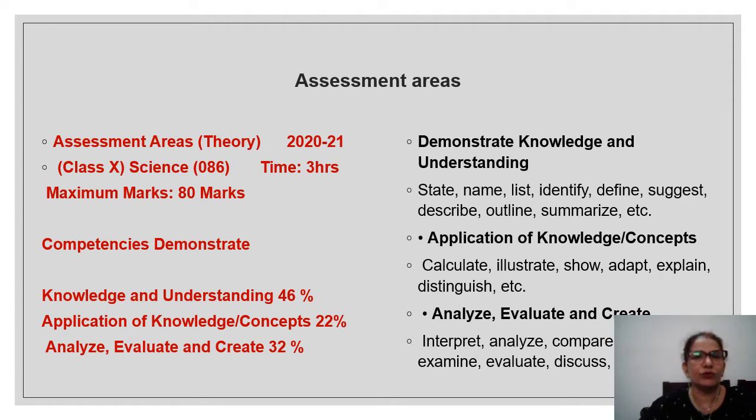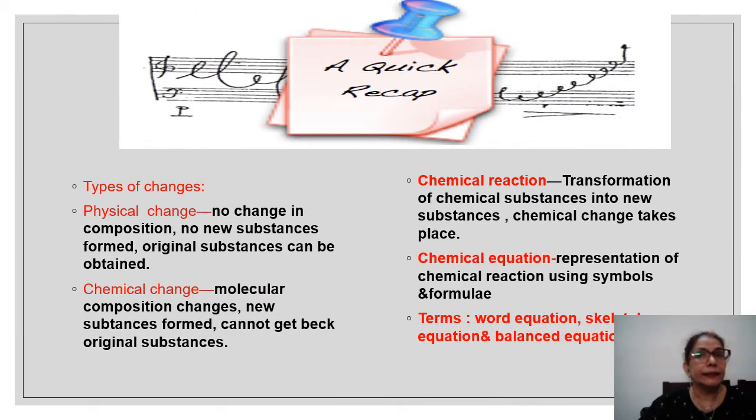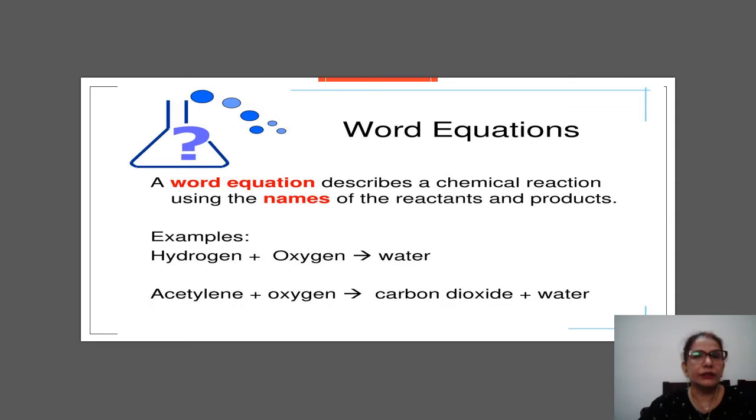a recap of what was done in the last class. So we had done about the physical change and chemical change. We did about what is a chemical reaction, then what is a chemical equation, and the terms related with chemical equation, that is word equation, skeletal equation and balanced chemical equation. Today we will do a little detail about these terms.